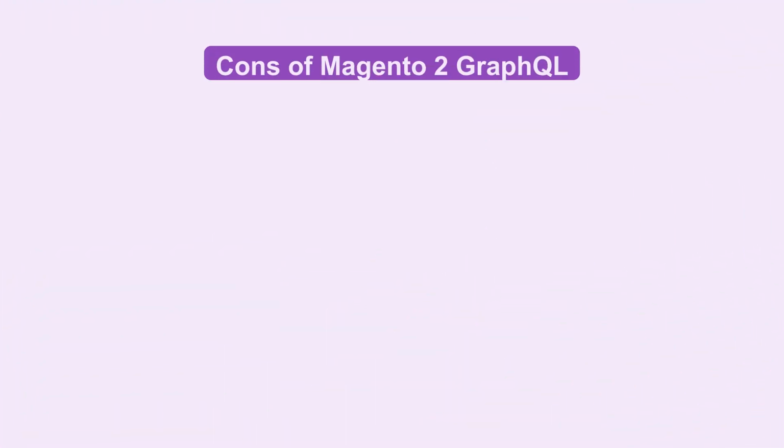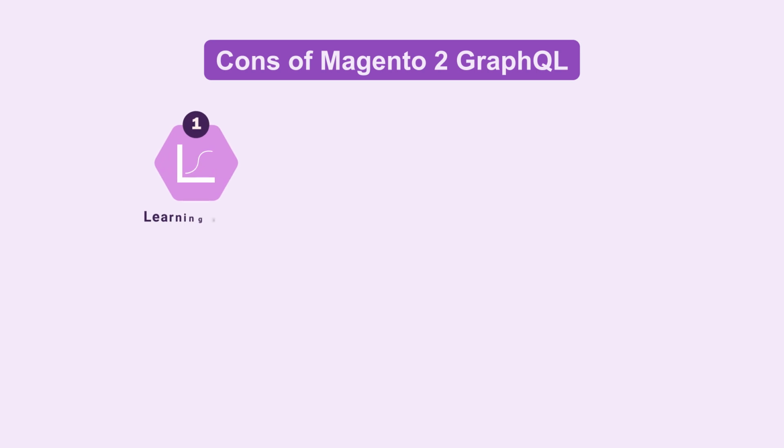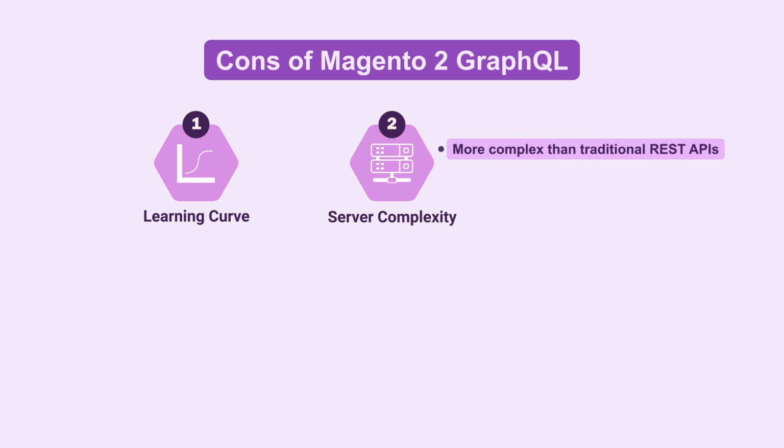Here are the cons of Magento 2 GraphQL. The learning curve may pose challenges for developers unfamiliar with its query language and concepts. Implementing a GraphQL server can be more complex than traditional REST APIs, demanding additional expertise.